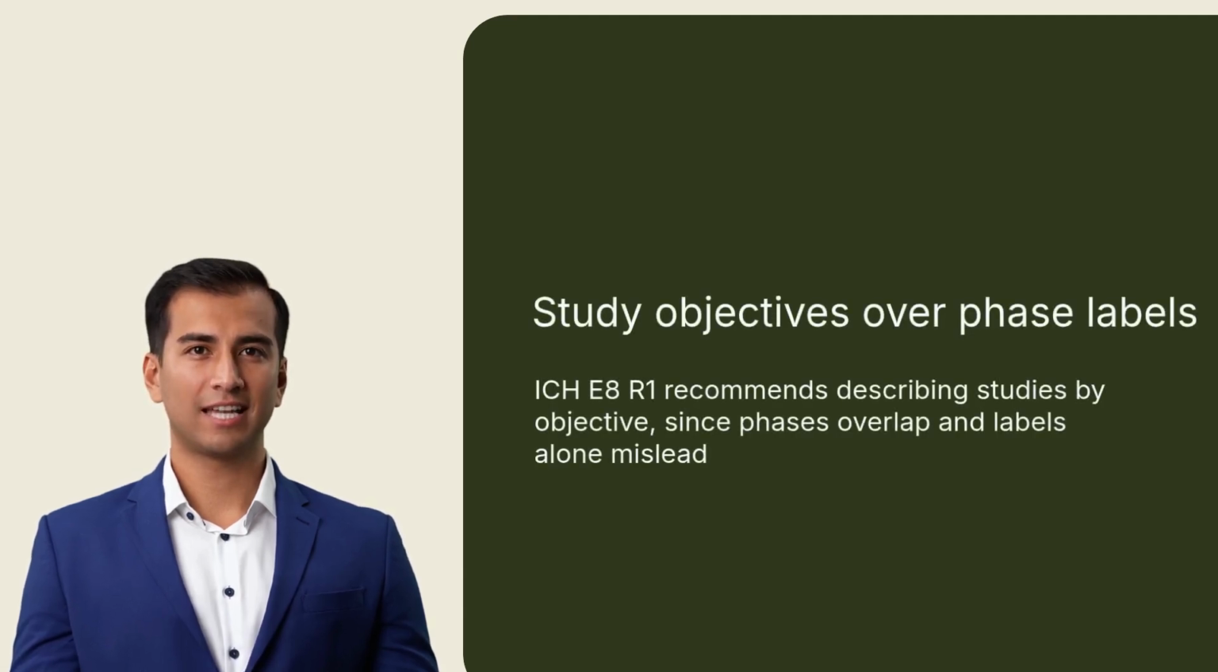Modern development does not always fit neatly into phase labels. ICH-E8-R1 encourages describing studies by their objective rather than by phase name, because phases can overlap. That helps you focus on what a study is designed to answer, instead of relying only on its label.